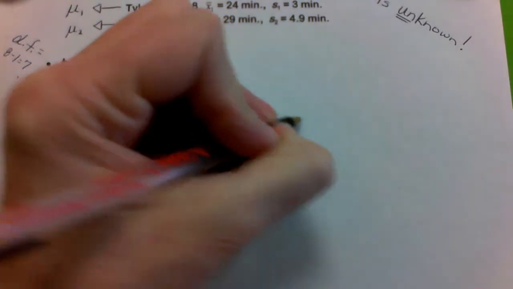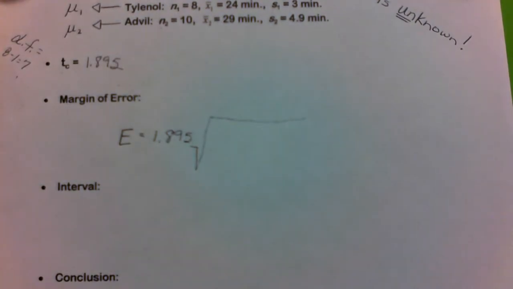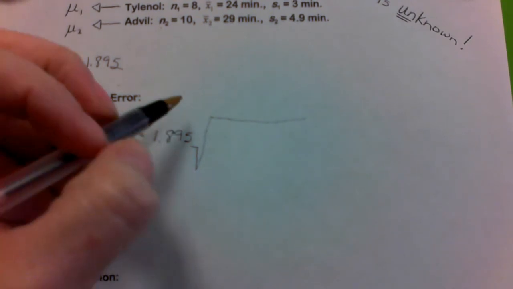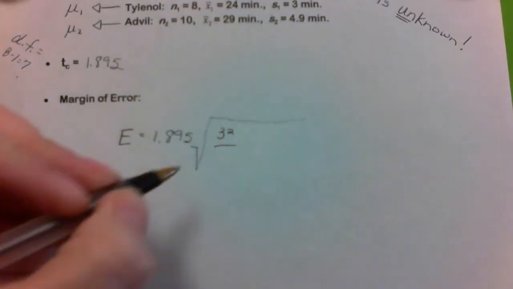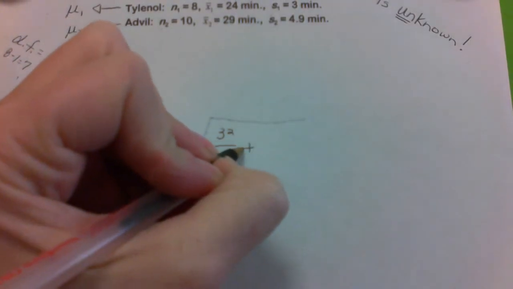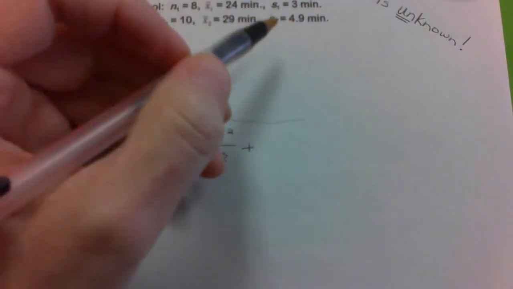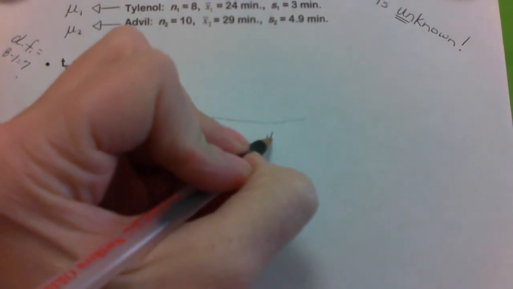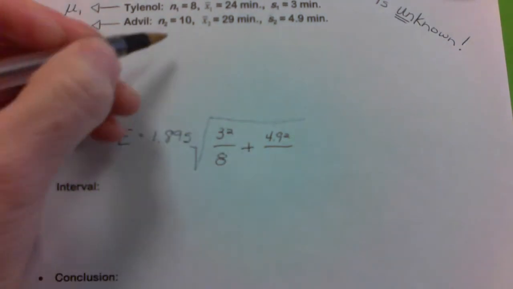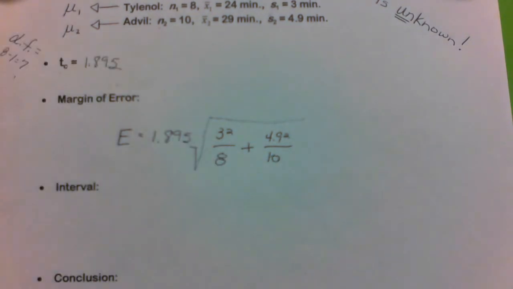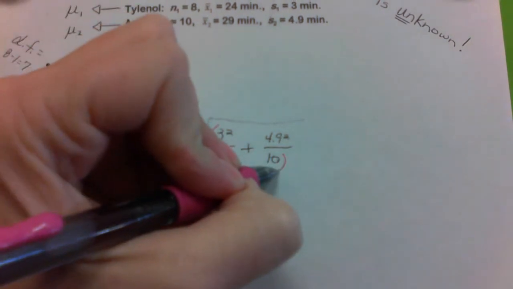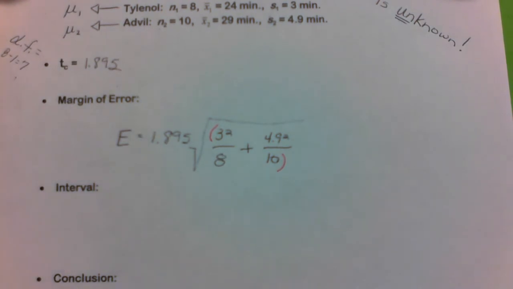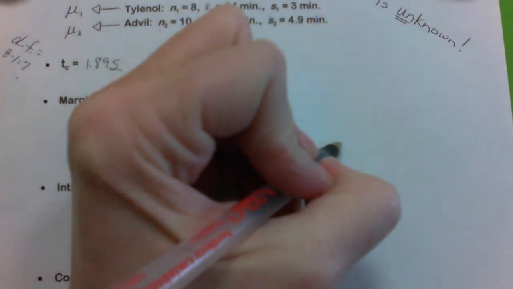times the square root of, it is S1 squared, 3 squared, divided by N1, 8, plus S2 is 4.9, so it would be 4.9 squared, divided by N2, which is 10. And again, in your calculator, the only place you need parentheses are here and here. So when you put that in your calculator, you will get 3.56.